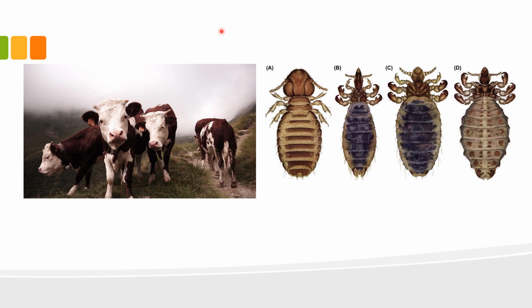Lice are transmitted from one animal to another by direct contact. Up to 1 or 2% of the cattle in a herd can carry a high load of lice, even in the summer when high temperature reduces the number of lice. So these are examples of lice, all females, that are present in cattle.